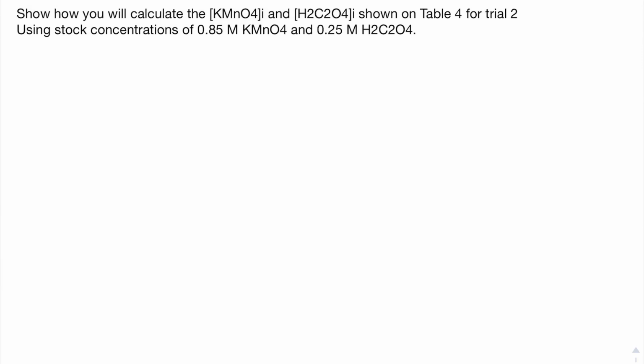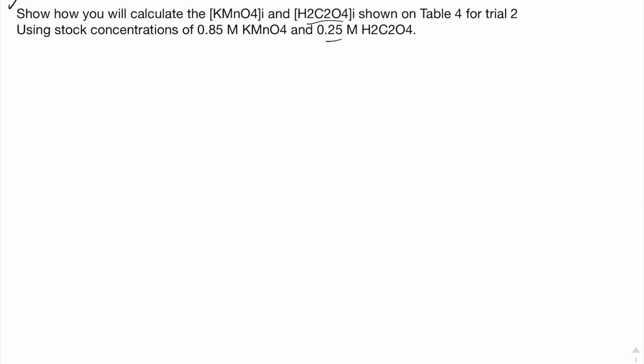All right, we've got pre-lab question number 3 here that I would like to illustrate for you. It says, show how you will calculate the potassium permanganate concentration initially and the oxalic acid concentration initially, shown on table 4 for trial 2 using stock concentrations of 0.85 molar potassium permanganate and 0.25 molar oxalic acid.